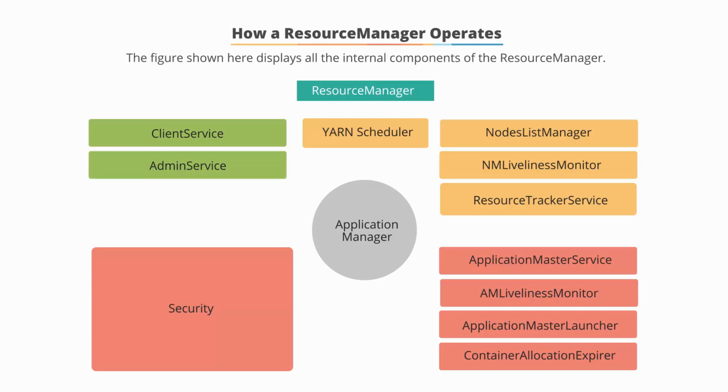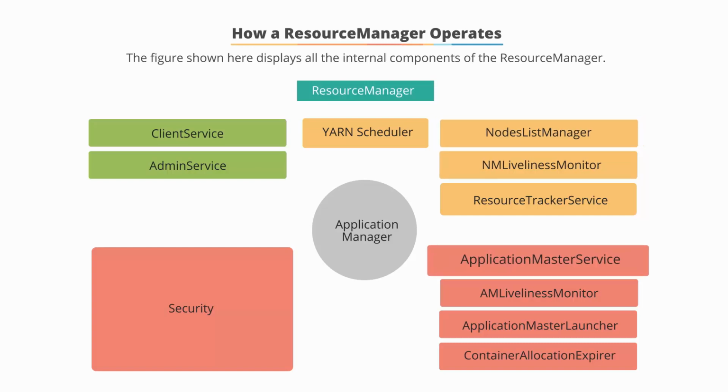In parallel, the Resource Tracker service receives node heartbeats from the node manager to track new or decommissioned nodes. The NM Liveliness Monitor and the Nodes List Manager keep an updated status of which nodes are healthy so that the scheduler and the Resource Tracker service can allocate work appropriately.